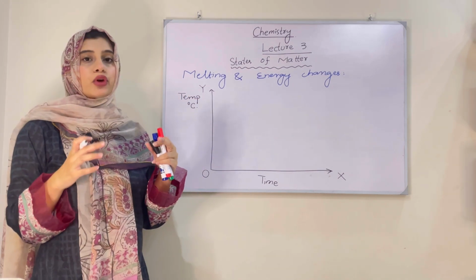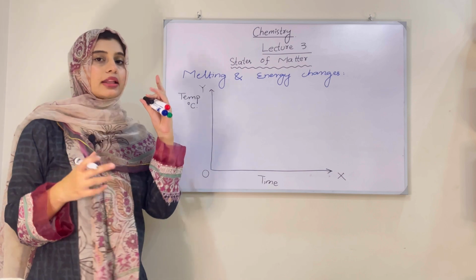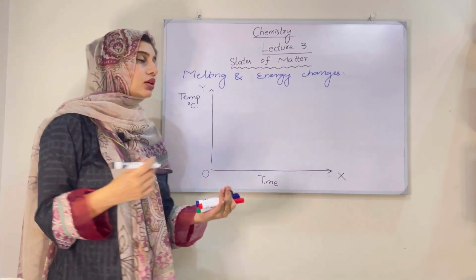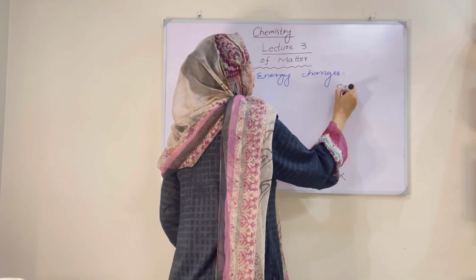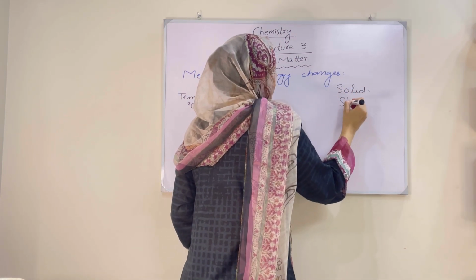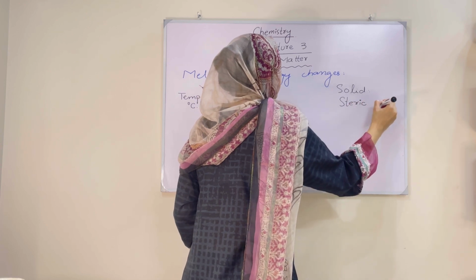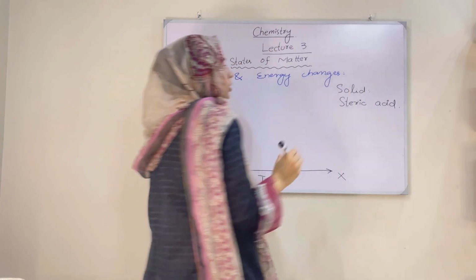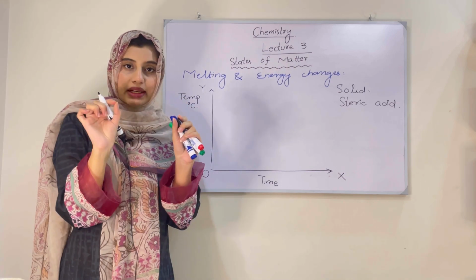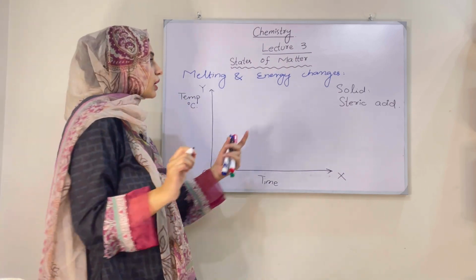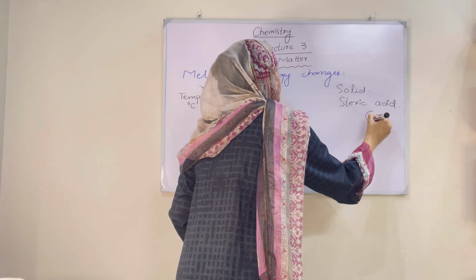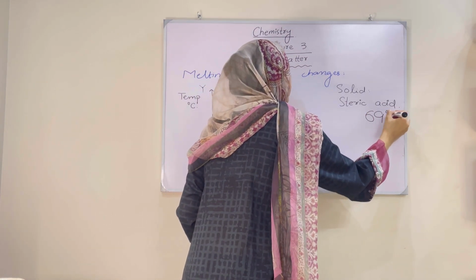Now I am going to give you an example of melting. That means some solid is converting into a liquid state. The example of solid that we are taking here is stearic acid. You can take any example, but the melting point should be correct for it. The melting point of stearic acid is 69 degrees Celsius.